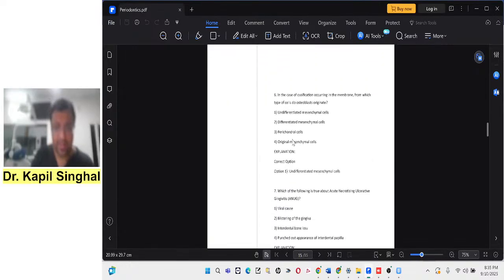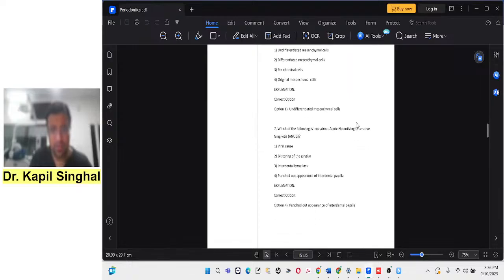Next question. In case of ossification occurring in the membrane, from which type of cells do osteoblasts originate? Please remember, all these cells, osteoblast, fibroblast, they originate from undifferentiated mesenchymal cells. So the answer here would be 1, undifferentiated mesenchymal cells.